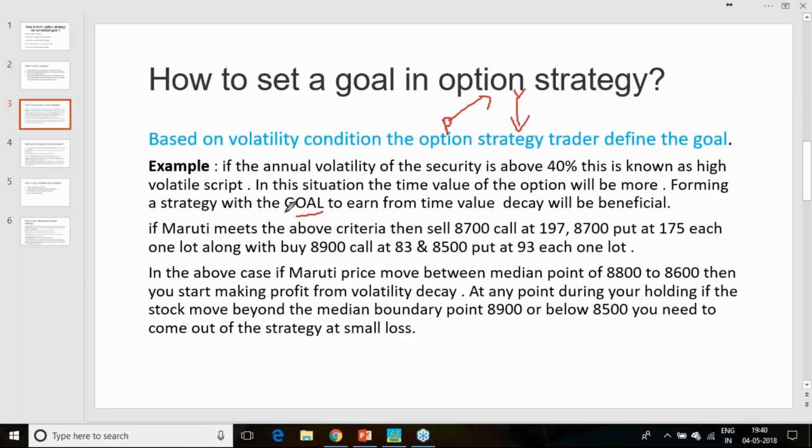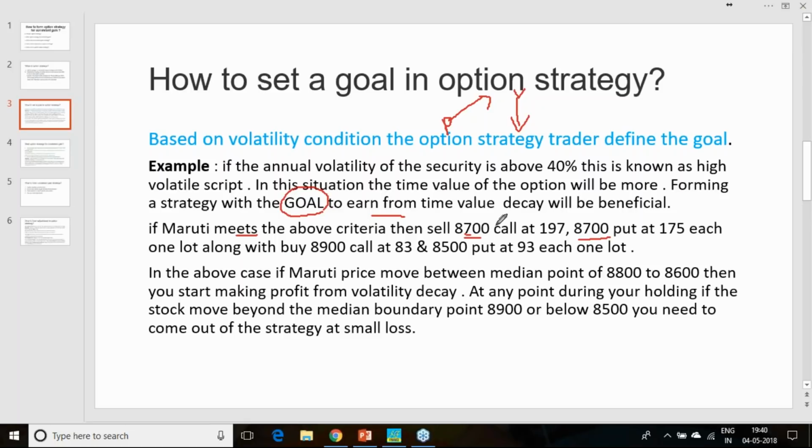So here it is a high volatility situation. My goal is to earn from the time value. I got my goal, and I am going to form the strategy. In this particular strategy, since I am going to earn from the time value decay, I will be a majority seller in the market, and my sell trade I have to protect. This becomes a very simple thing. So I will be selling a call option and a put option of the same strike. You can form any combination. Just for the sake of example, I am giving you this one.